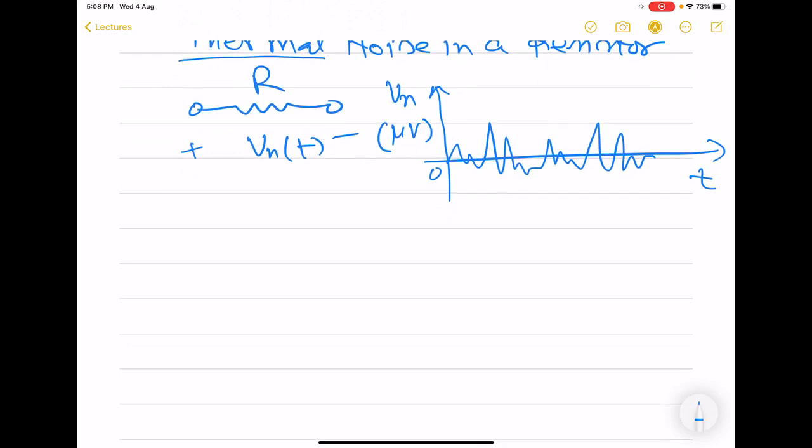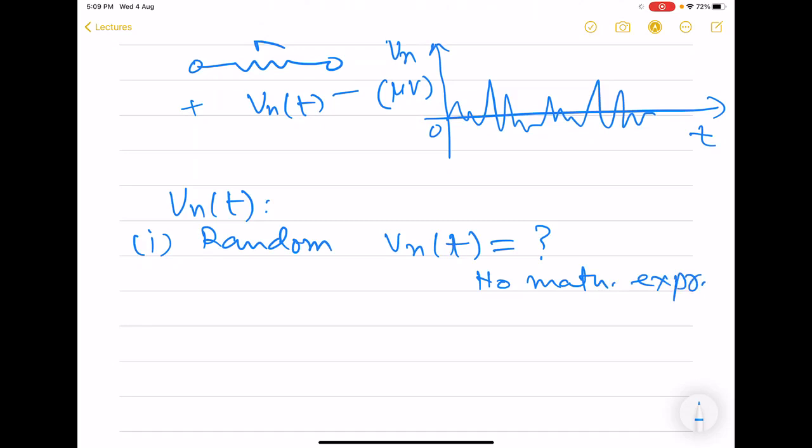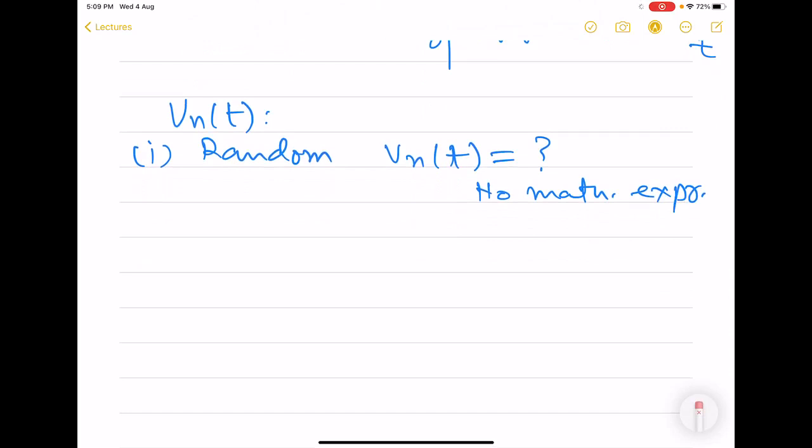Now there are a few things that we should note about this noisy voltage across a resistor. First thing is that it is random. Random means we cannot write any mathematical expression for this noisy voltage. Once we know the expression, you can always tell what will be the noise voltage at any given moment of time. And since we cannot predict what will be the voltage at any given time, no expression can be written for it. So that means dealing with this noise in time domain is difficult.